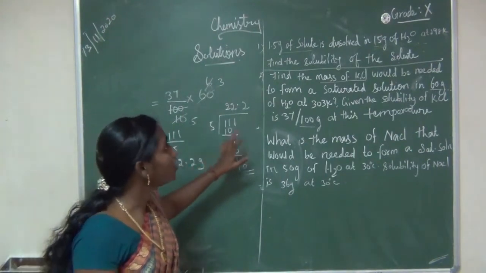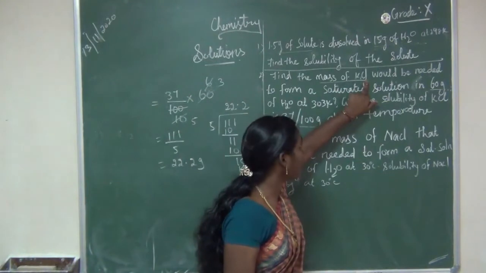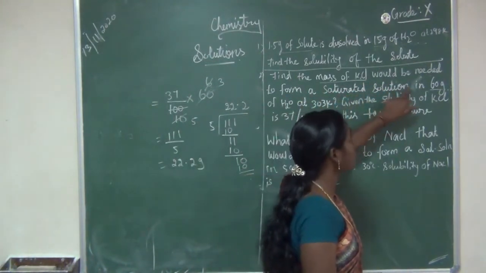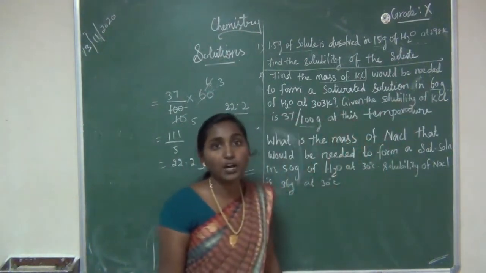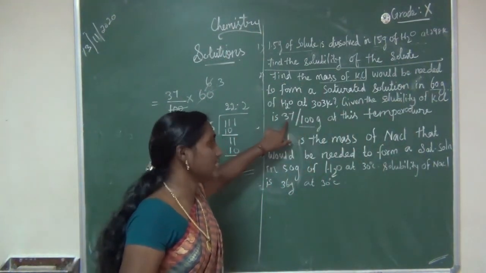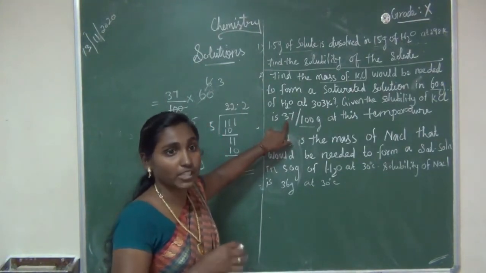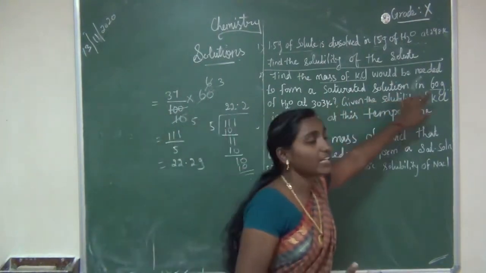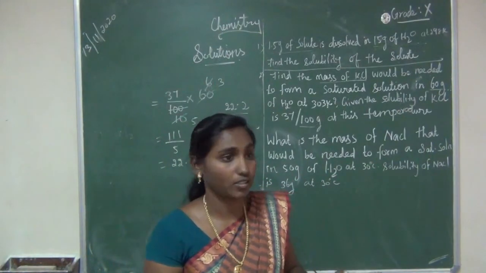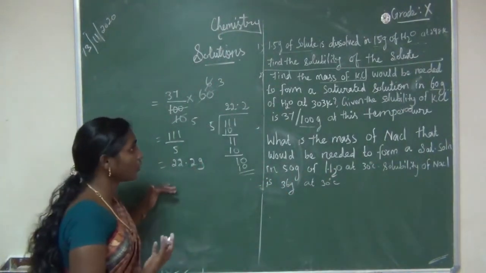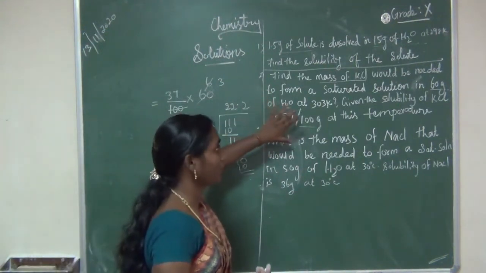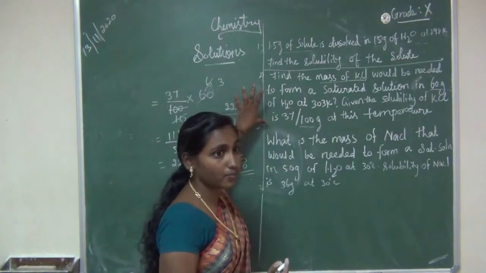22.2 gram of potassium chloride is needed to form a saturated solution in 60 gram of water. Have you understood? So 100 gram of water can dissolve 37 gram of potassium chloride, means 60 gram of water can dissolve how much gram of potassium chloride? 22.2 gram of potassium chloride. Have you understood the second problem?